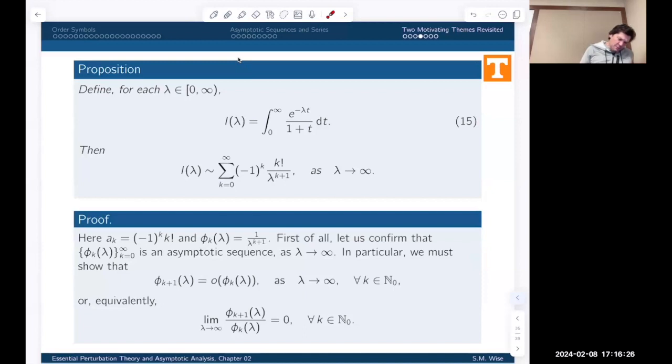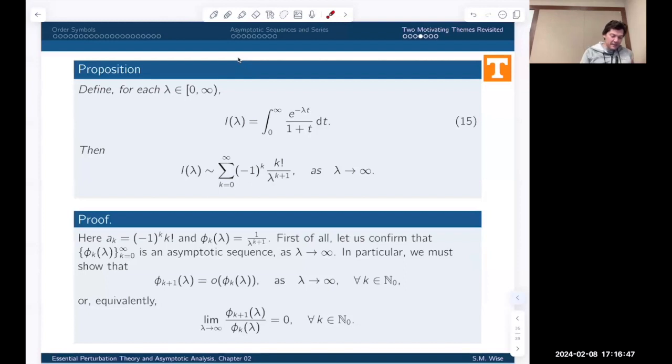All right. So what we want to show, so this is the integral that we considered way back in chapter 1. It's been a few weeks now. We're interested in this integral as lambda gets positive. Back then we called it x, as x gets large.